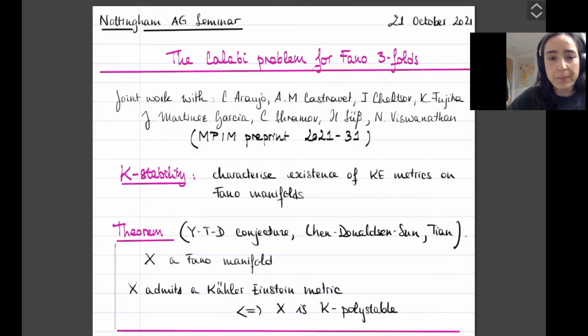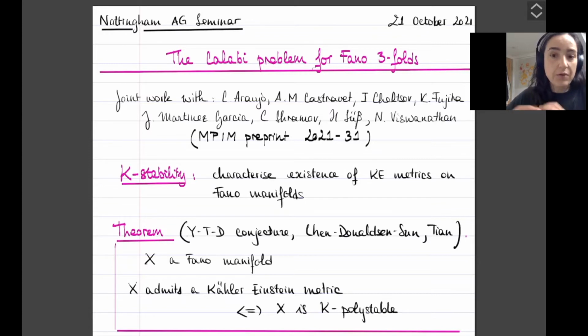So I want to talk about K-stability, which is a notion that was introduced to characterize the existence of Kähler-Einstein metrics on Fano manifolds. So I won't give too many definitions, but please feel free to interrupt if needed. I'd like to get to the algebraic bit.